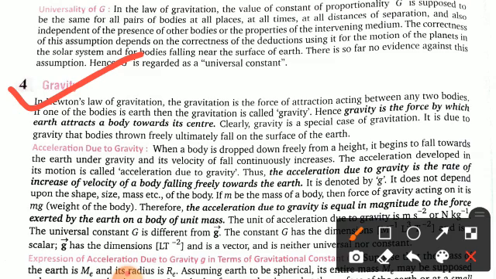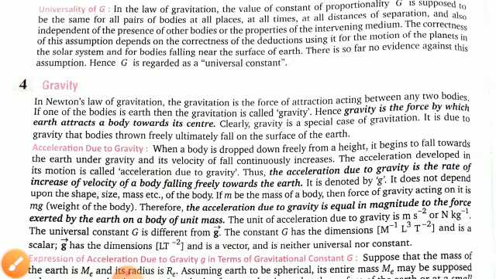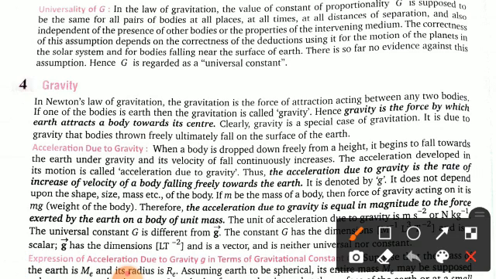Gravity is the force by which the earth attracts a body towards its center. This is the definition we are talking about. Clear? Clearly, gravity is a special case of gravitation. It is due to gravity that bodies thrown freely ultimately fall on the surface of the earth.